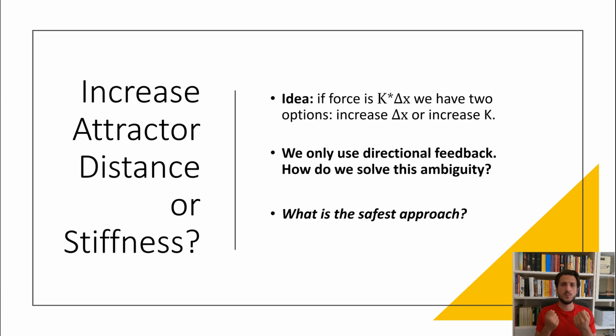And for doing so, we use a heuristic that simply says, in case the attractor distance goes beyond a limit, we decided to increase the stiffness. So we are obtaining the same increase of force that the robot is going to apply on the environment, but at the same time we are keeping the attractor distance bounded.